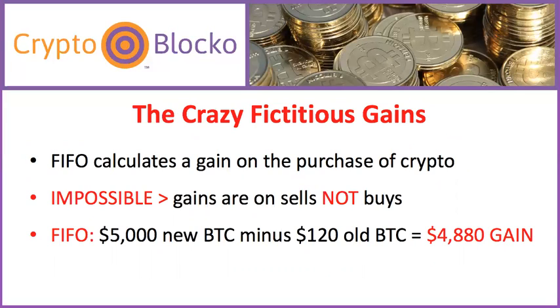Well, again, FIFO would look at Bob's 5,000 new BTC that he bought, and then this is the gain calculation minus the $120 of the old BTC. So the $5,000 new BTC minus the very low basis old BTC equates to a $4,880 gain using FIFO.